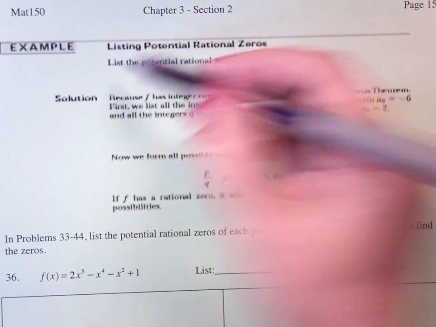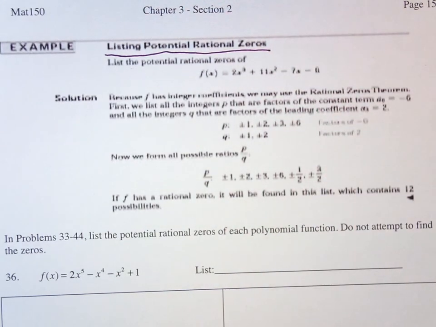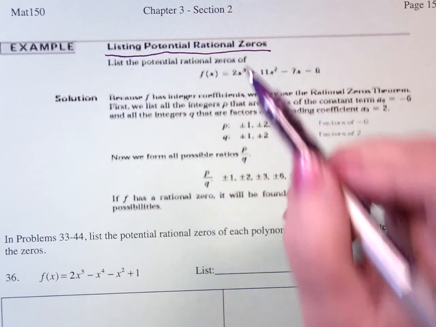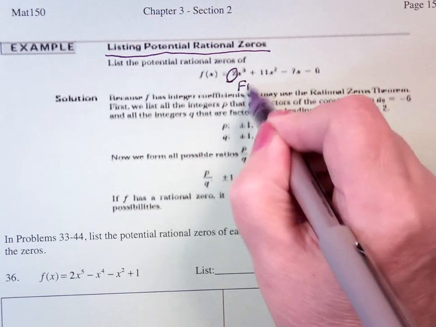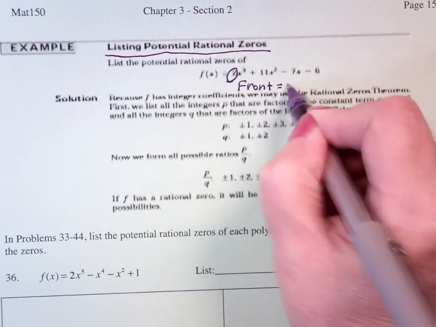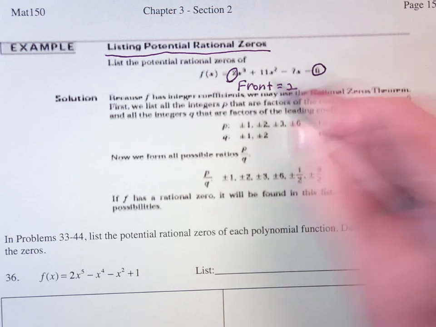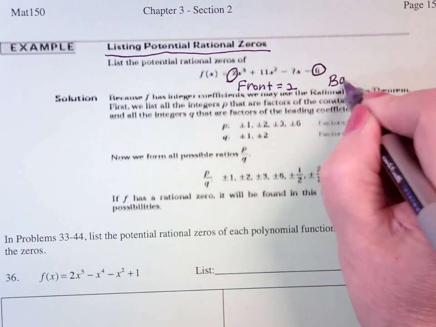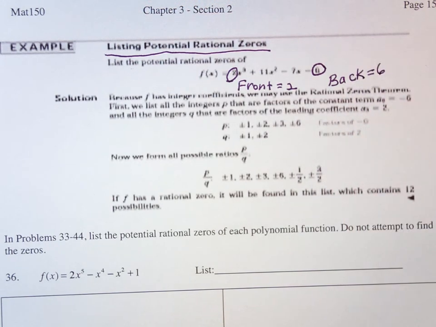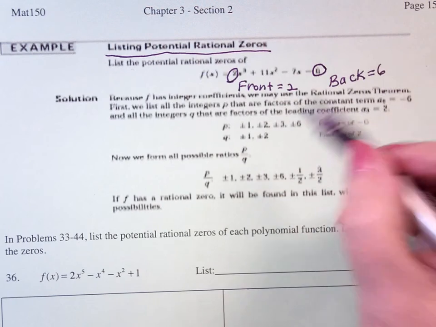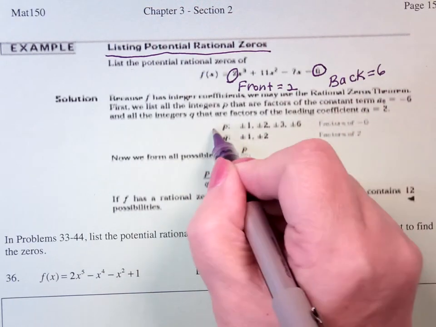List potential rational zeros. These are only the ones that would make my list. What do I do? The coefficient of the front is 2, and I can ignore the sign. The coefficient of the back, or the constant in the back, is 6. I look for the divisors.